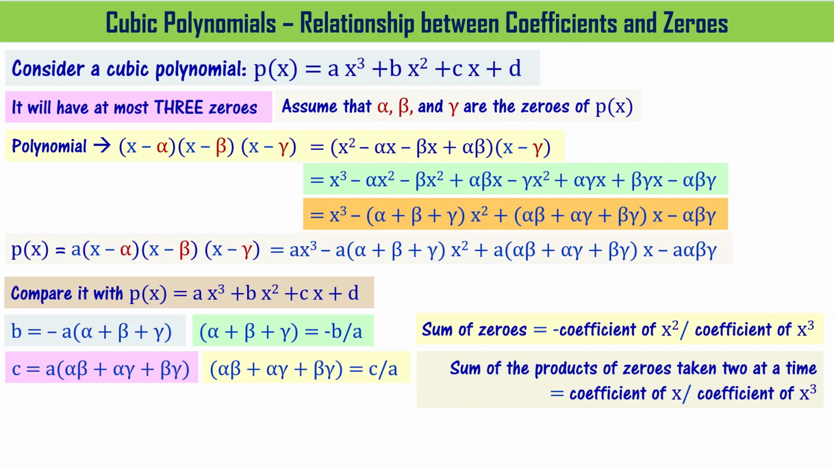When you compare the constant terms, you can say that d equals minus a times alpha beta gamma, right? It means alpha beta gamma equals minus d by a.